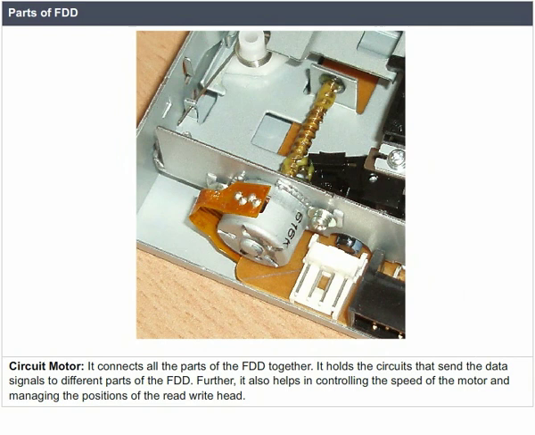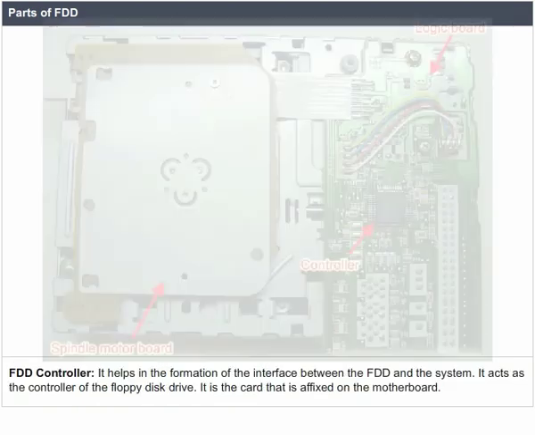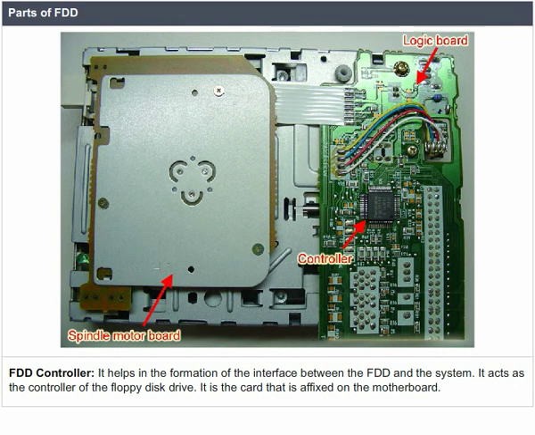Circuit board. It connects all the parts of the FDD together. It holds the circuits that send the data signals to different parts of the FDD. Further, it also helps in controlling the speed of the motor and managing the positions of the read-write head. FDD controller. It helps in the formation of the interface between the FDD and the system. It acts as a controller of the floppy disk drive. It is a card that is affixed on the motherboard.